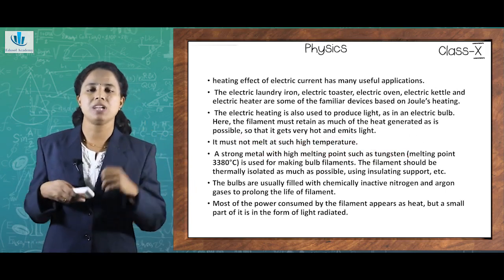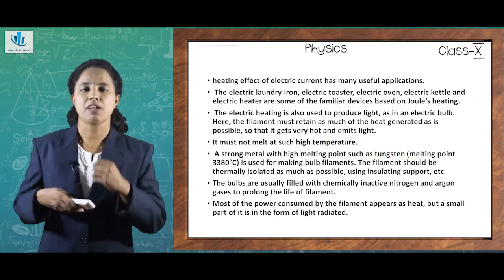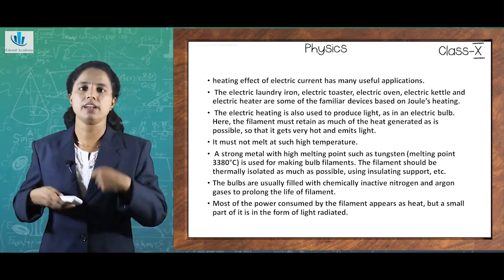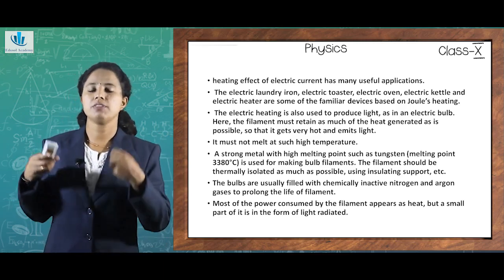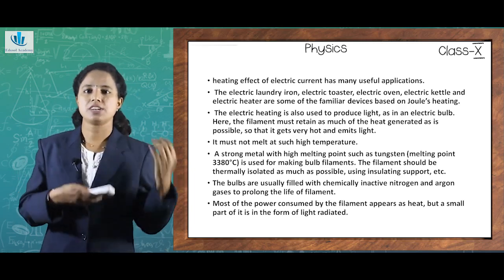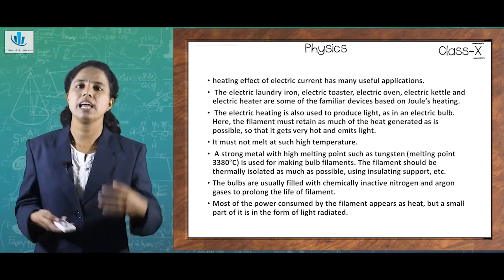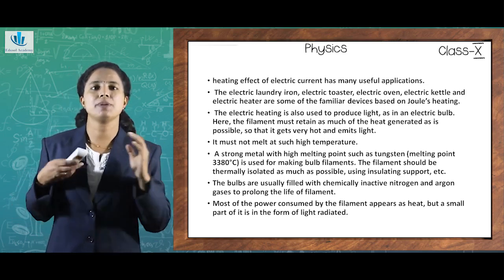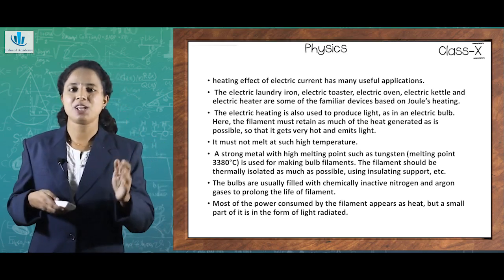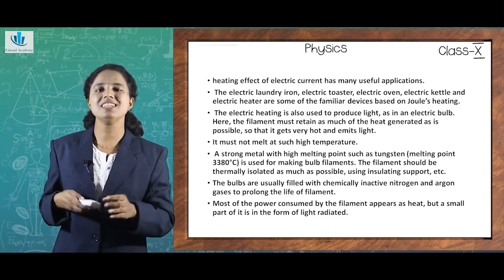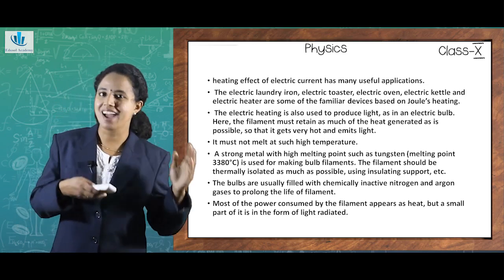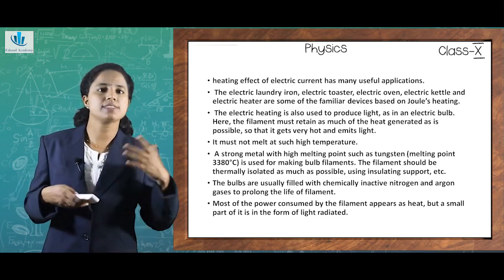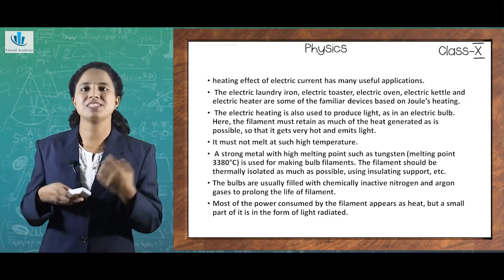It has many useful applications in our daily life. Many appliances that we use, like your iron or your toaster, even the electric oven, electric kettle, the electric heater, etc., are some of the main devices that function on the basis of this Joule's heating. So remember the Joule's heating equation, H equals I square RT. So the electric heating is also used to produce light as in case of electric bulbs, isn't it?